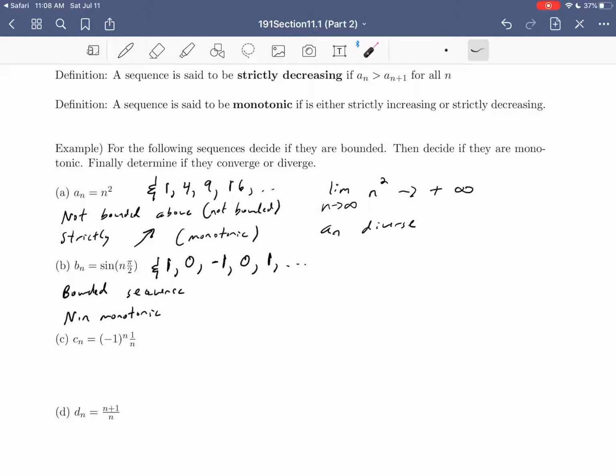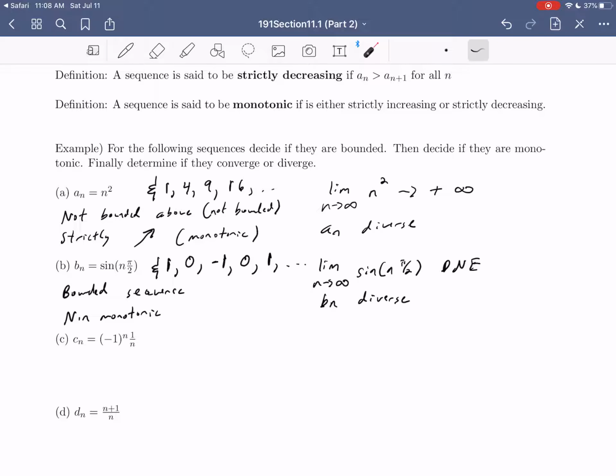Okay, what could we say about the limit of this? Well, it should be very clear that this is not going to have a limit. The limit is not going to exist. So the limit as n goes to infinity of sine of n pi over 2 does not exist. So b sub n would diverge here. And the reason that it's not going to exist is that there's no one value that this sequence is headed towards.